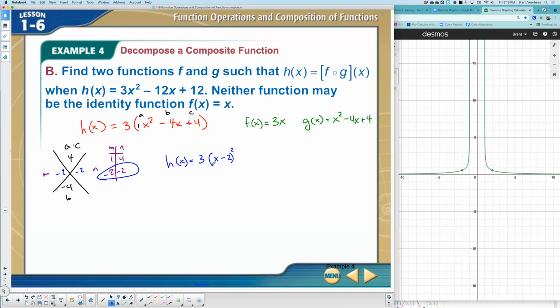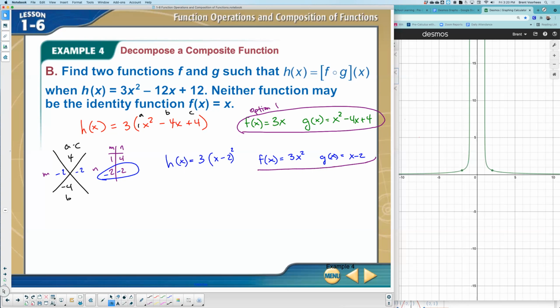So if you went like this, you could say the answer here would now be f of x equals 3 times x squared, and g of x would be x minus 2. Now there's a plethora of different ways you can solve these, but this is an example. This is one option. I'll say option 1.